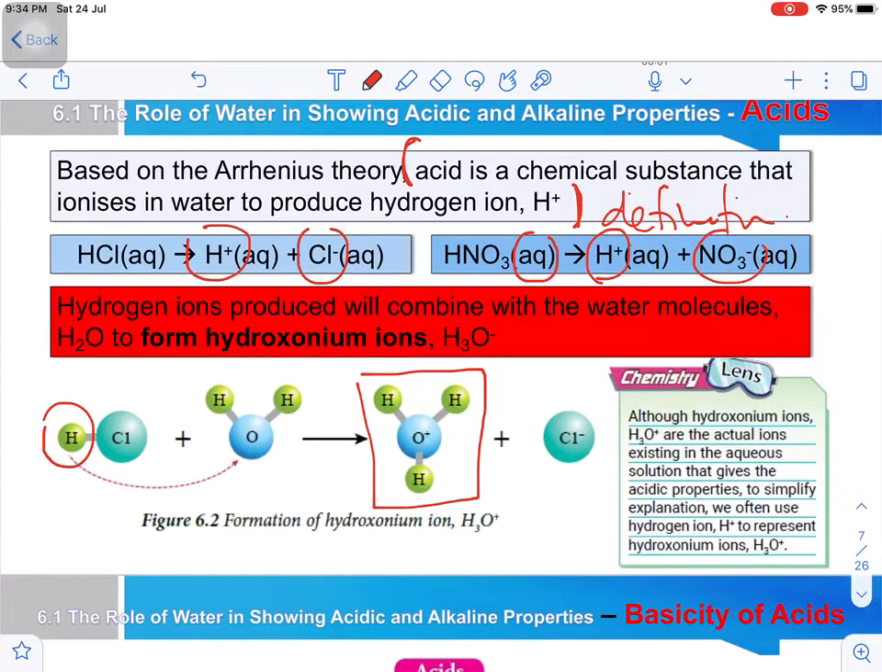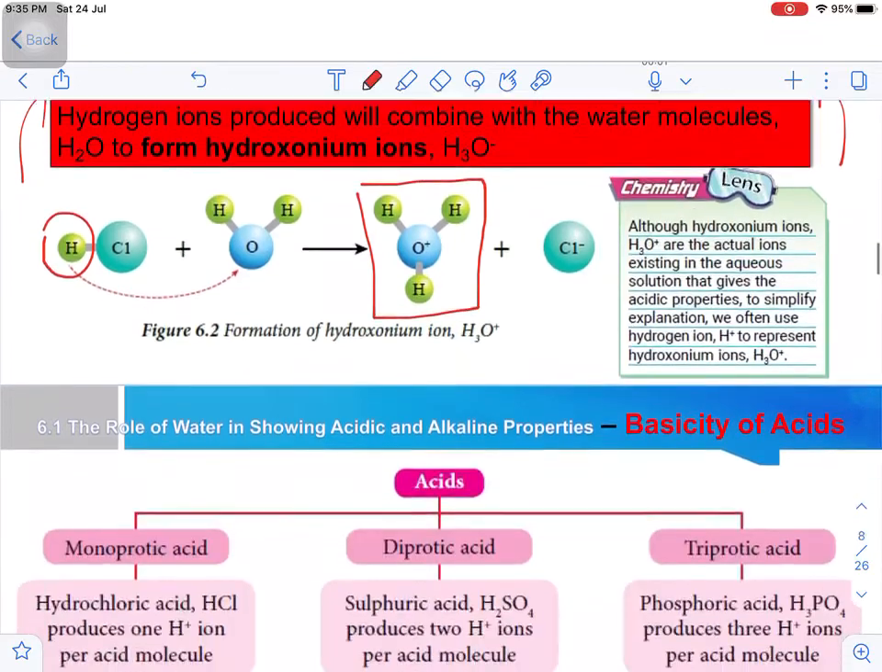Okay? So, although hydroxonium ion are actual ion that give acidic properties, but to simplify the equation, to make you easier to write chemical equation, normally we just represent hydroxonium ion as hydrogen ion. Okay, that's why as you can see, this is equation for ionization of hydrochloric and nitric acid. We don't write hydroxonium. We want to simplify it.